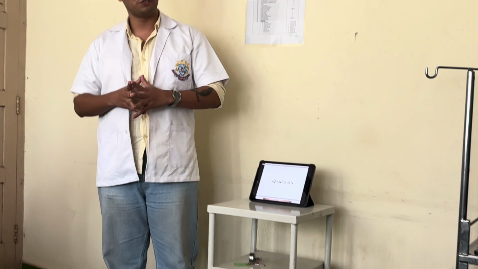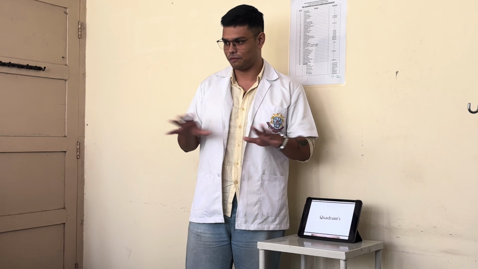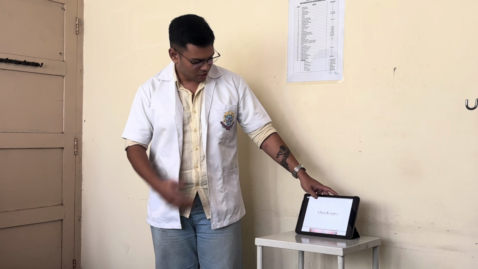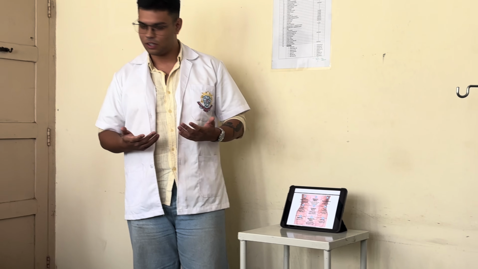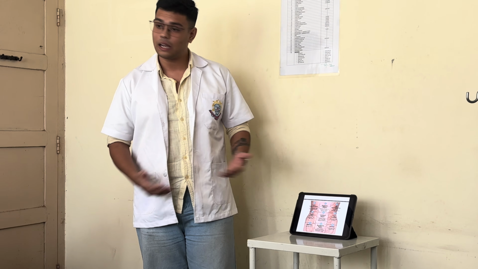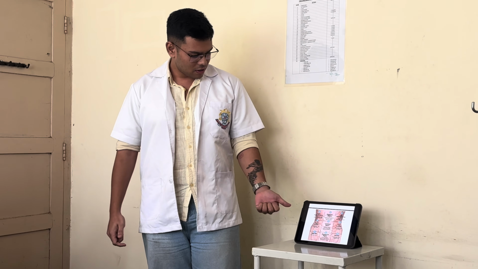So first, before knowing that, we should know about the quadrants and all the organs situated in every different quadrant. So we'll see once. So we have right hypochondriac, epigastric region, left hypochondriac, right lumbar, umbilical region, left lumbar, right iliac.